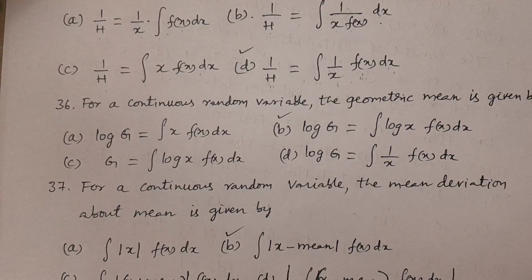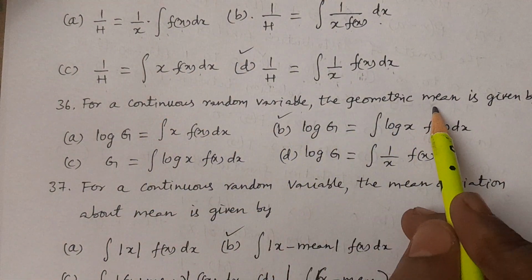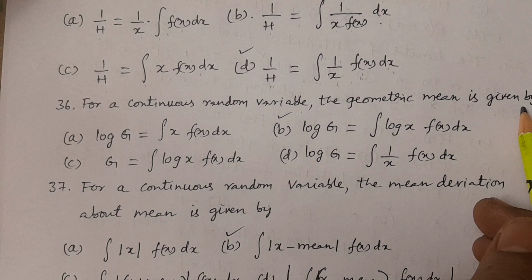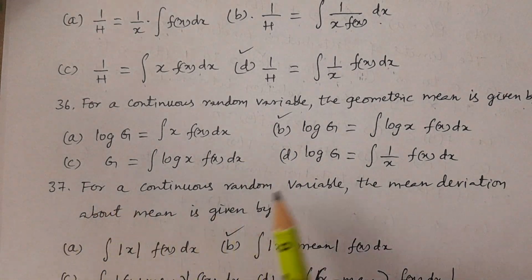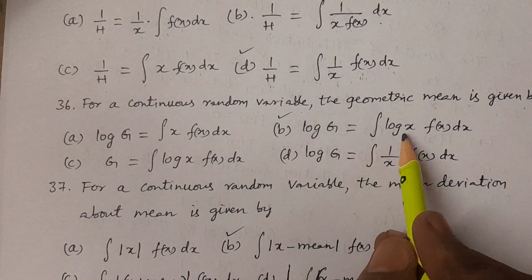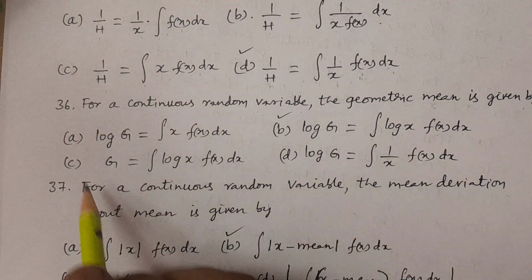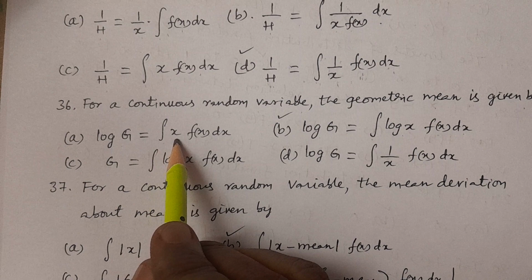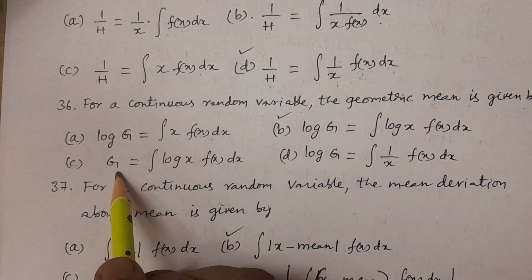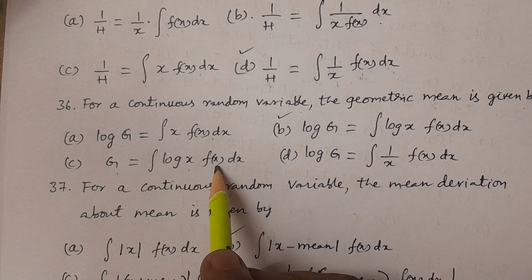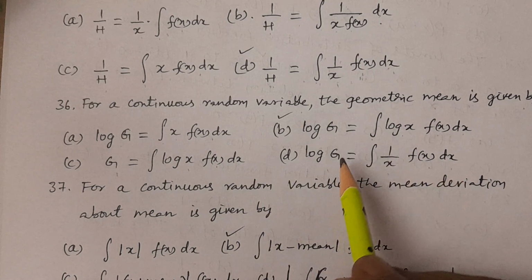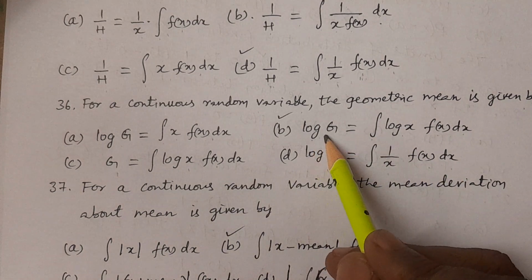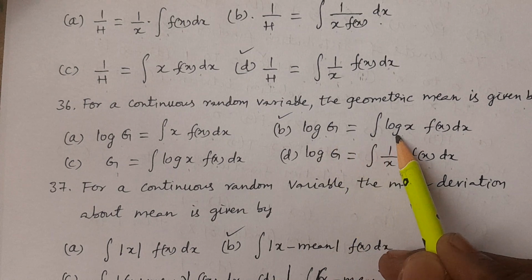Question number 36. For a continuous random variable, the geometric mean is given by... what is the formula of geometric mean for a continuous random variable? Log G is equal to integral log x f of x dx. The remaining options here: log G is equal to integral x f of x dx; log G is equal to integral 1 by x f of x dx. The correct answer is option B: log G is equal to integral log x f of x dx.